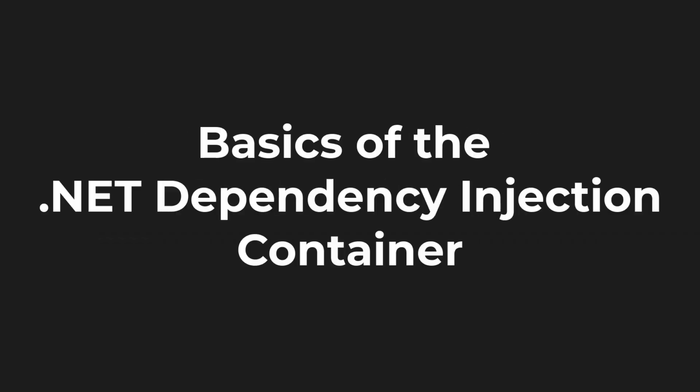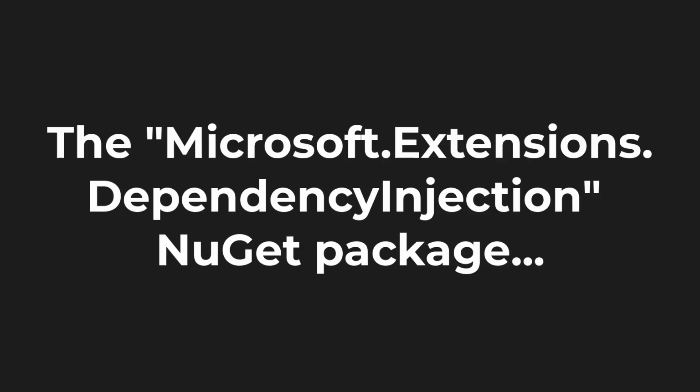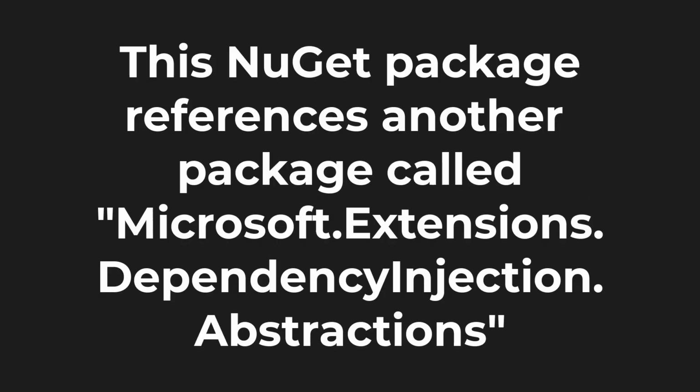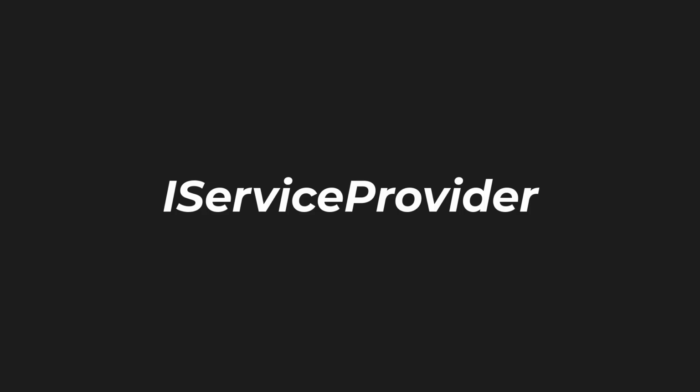In this video, we're going to talk about the basics of .NET's built-in dependency injection container. First, let's go over some theory and then see how to implement it practically in our demo. The Microsoft.Extensions.DependencyInjection NuGet package contains all the components required for .NET's built-in DI functionality. This NuGet package references another NuGet package called Microsoft.Extensions.DependencyInjection.Abstractions, and this package contains the following types: IServiceCollection, ServiceDescriptor, and IServiceProvider.